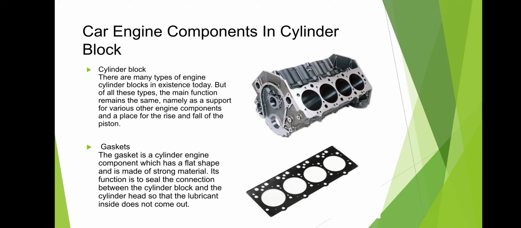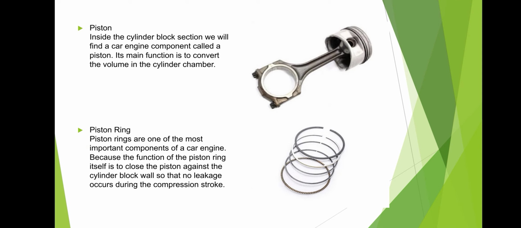The gasket is a cylinder engine component which has a flat shape and is made of strong material. Its function is to seal the connection between the cylinder block and the cylinder head so that the lubricants inside do not come out. Next, this is the piston.